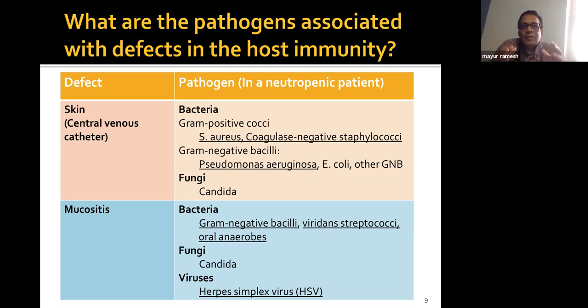What about mucosal barrier injury, mucositis? That is where we get translocation of bacteria. And so predominantly, we are looking at gram-negative bacteria. But let's not forget there are gram-positive viridans streptococci.